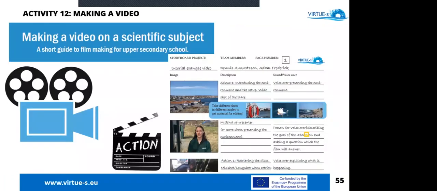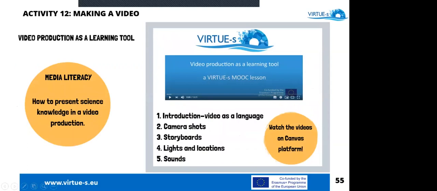And as the last activity, I would like to present you the opportunity to engage the youngsters in scientific video making. On Canvas, you will find a short guide to filmmaking for upper secondary school. This short guide was edited by Dennis Augustins, a researcher from the University West in Sweden, which is a partner of Virtuous project. So media literacy is present almost in all the school curricula, and it is the ability to read and create your own media communication.